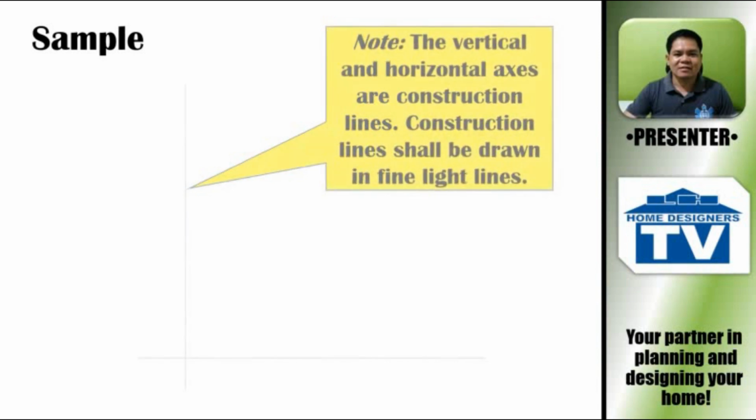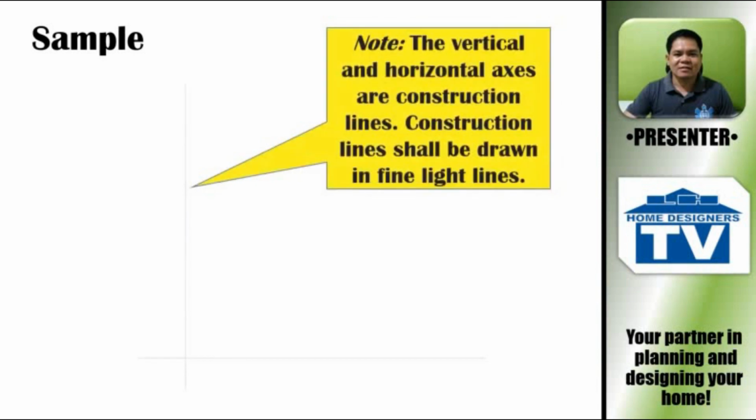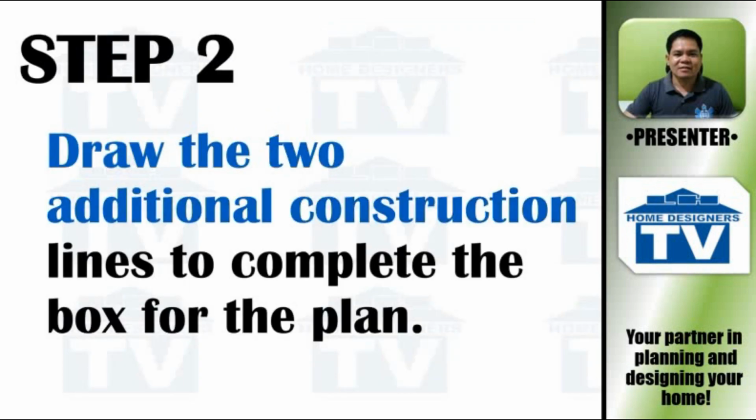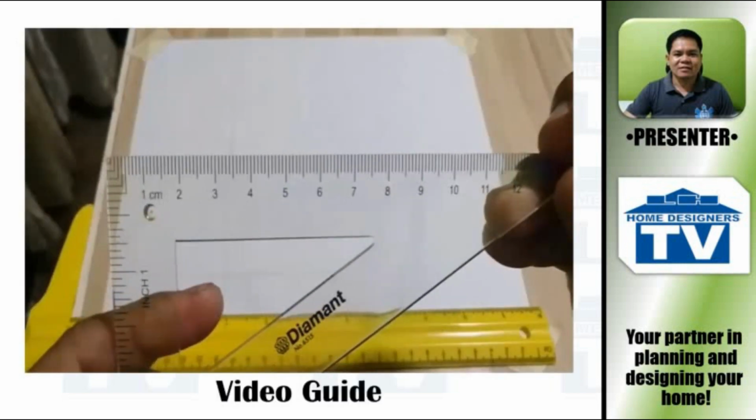This is the example. As shown, it must be fine light lines, and this is the darkened version. Step number 2, you're going to complete the box for your plan. And this is how you're going to do it.